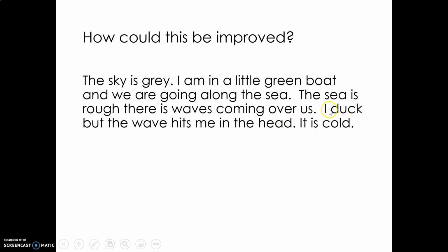And it continues in the same vein. I duck, but the wave hits me in the head. It is cold. So we're missing some punctuation, a comma here before the conjunction but, and that final sentence could really be developed further. So I would say at the moment, this piece really needs a lot of improvement. It's not the style that we're looking for.